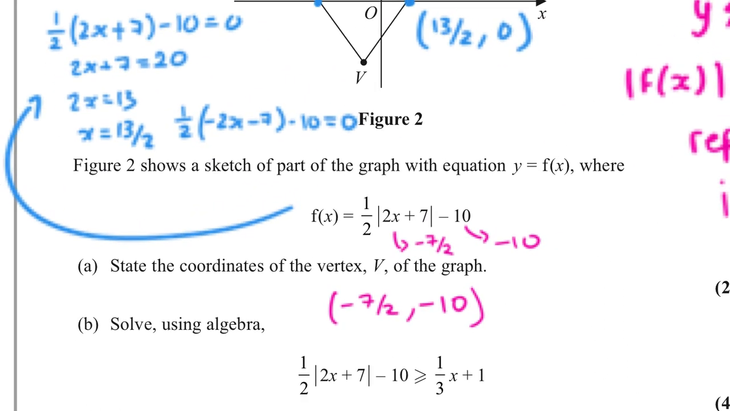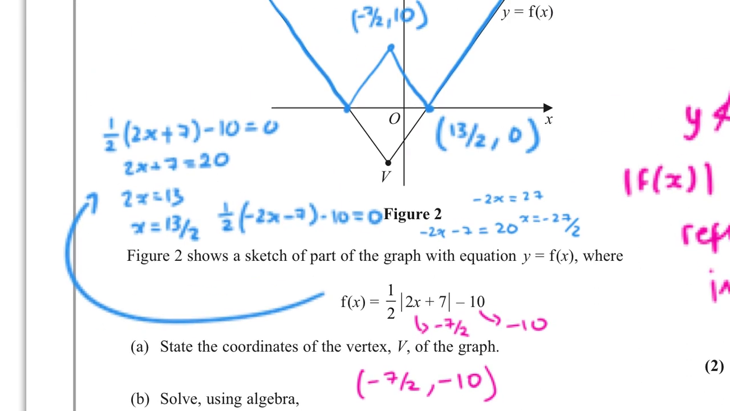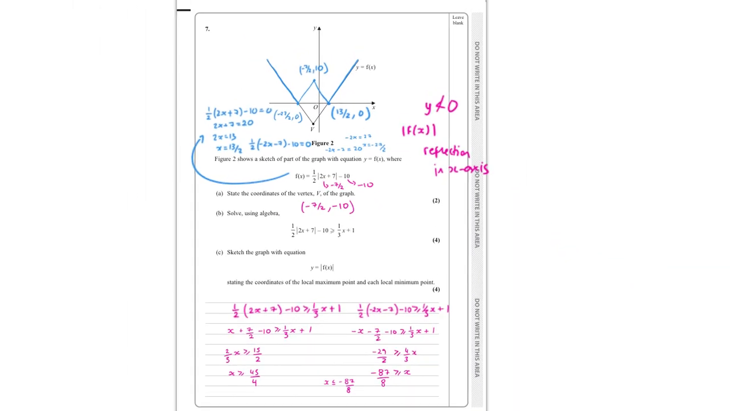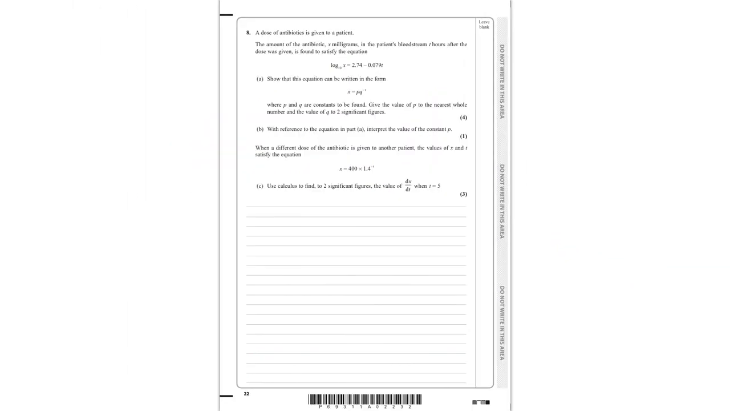And then for this one, we're going to have minus 2x minus 7 equals 20. So minus 2x equals 27. So x equals negative 27 over 2, which is going to go here. I think you're provided a different graph or some sketches, but that will give you the full 4 marks. Okay, question 8.